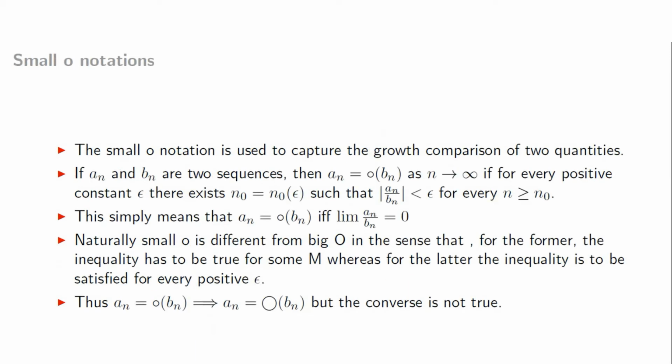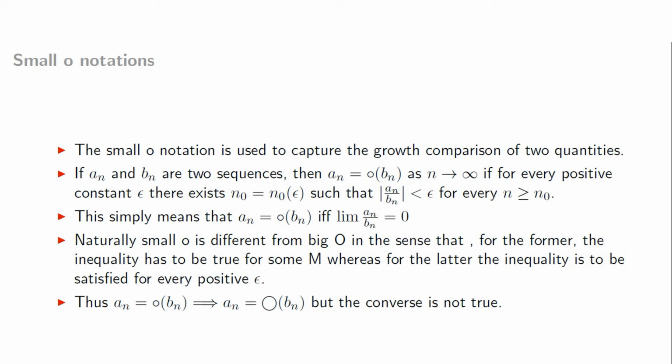So, next we shall define another notation which is known as small o notation. The small o notation is used to capture the growth comparison of two quantities. If an and bn are two sequences, then an equals small o of bn as n tends to infinity if for every positive constant epsilon there exists some n naught depending on epsilon such that absolute value of an by bn is less than epsilon whenever n exceeds n naught. This simply means that an equals small o of bn if and only if the limit of an by bn equals 0.